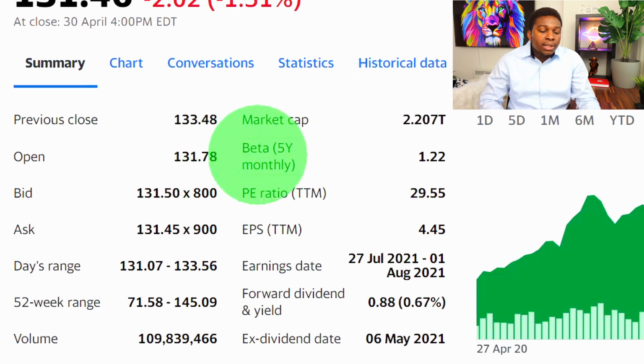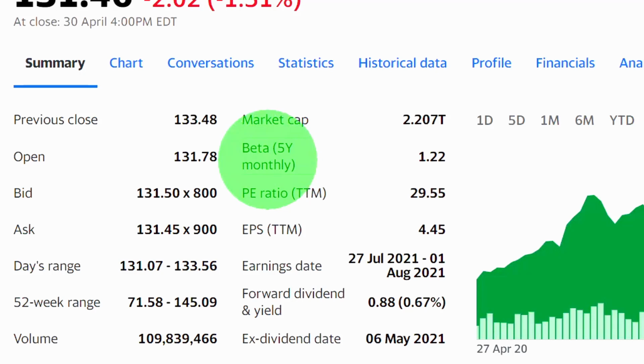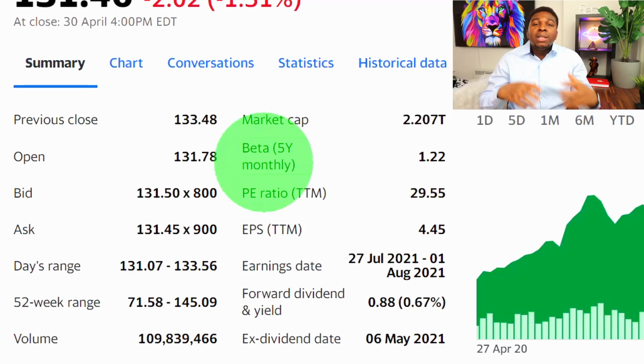Next we have beta. Some people call it beta, but I call it beta. Beta simply means the risk and volatility of the stock. So it's just used to measure the volatility of a stock, how it's different from the average stock market risk.